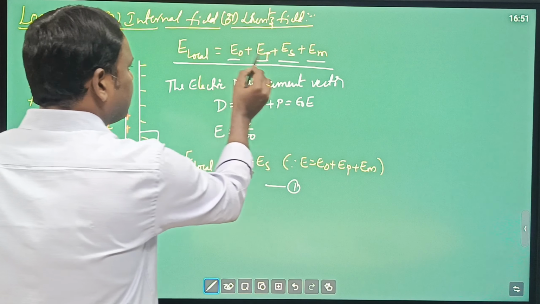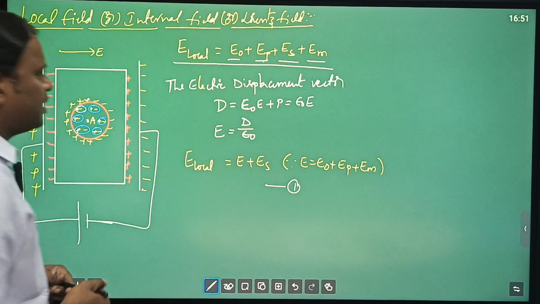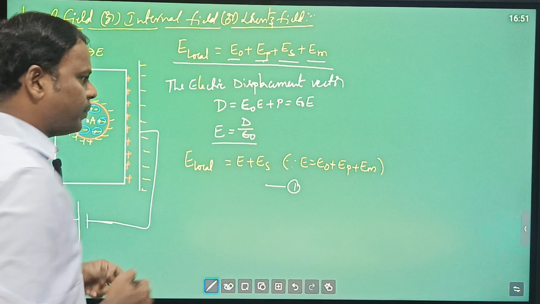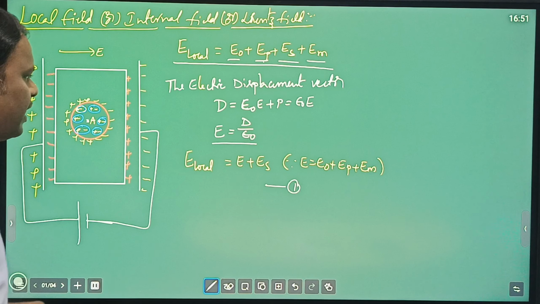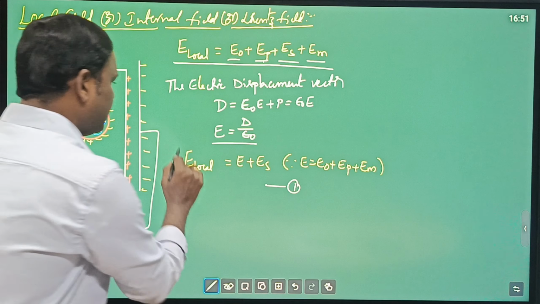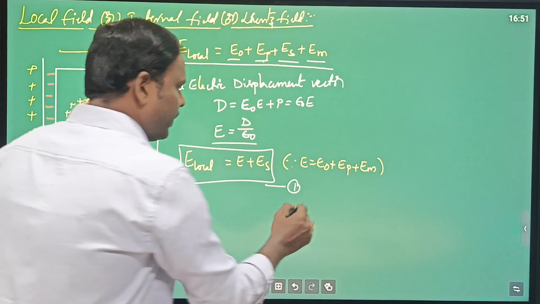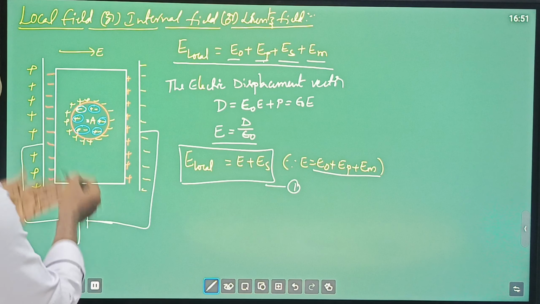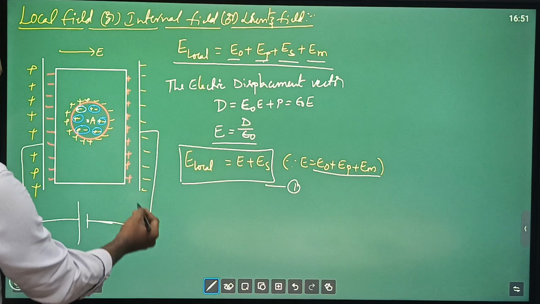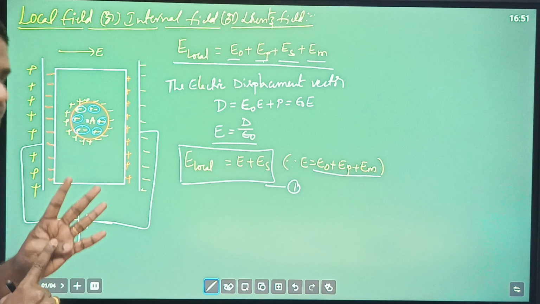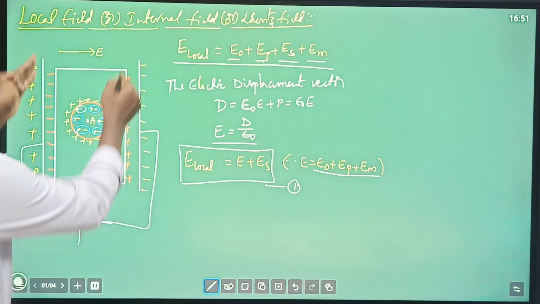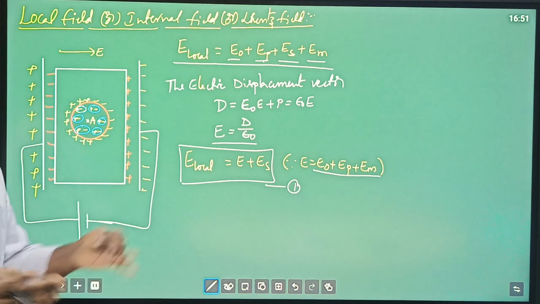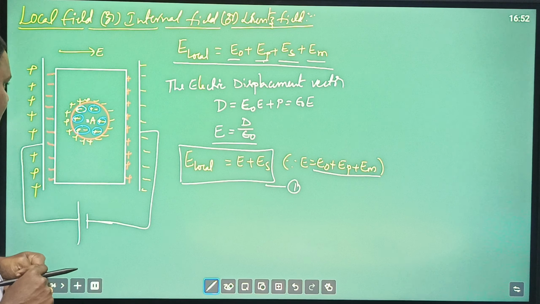So here E naught, EP, ES and EM, and we know that the electric displacement vector D is equal to epsilon naught E, and from this E is equal to D by epsilon naught. And finally we can write E local is equal to E plus ES. E means E naught plus EP plus EM, the summation of the field intensity at point A due to the charges induced on the surface of the parallel plate capacitor, plus the field at point A due to the charges induced on the surface of the dielectric material, plus the field at point A due to the dipoles induced inside the spherical cavity.